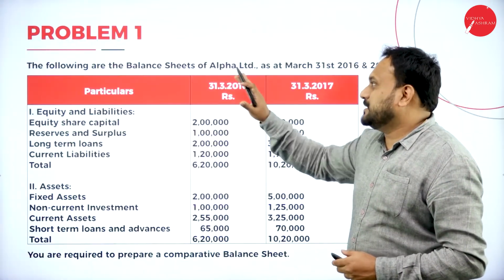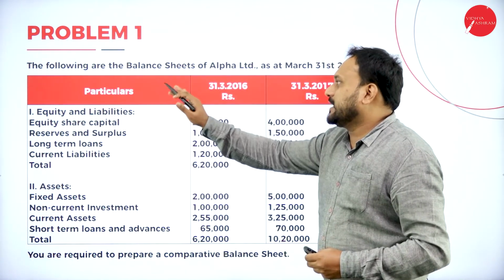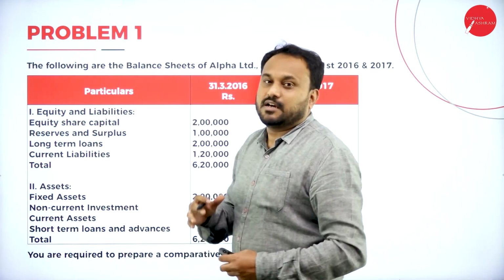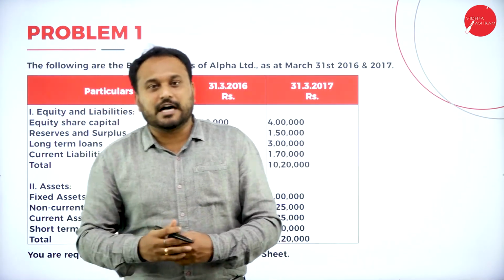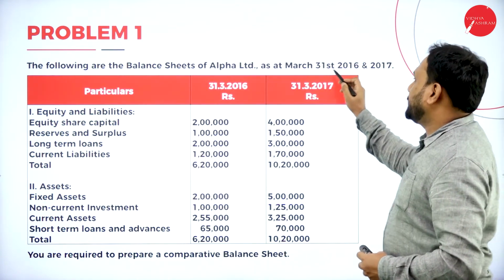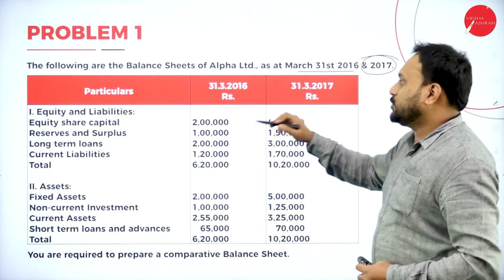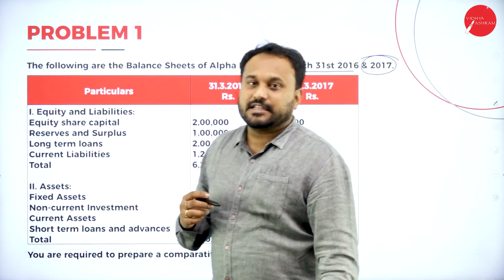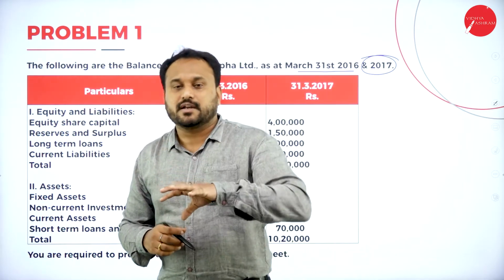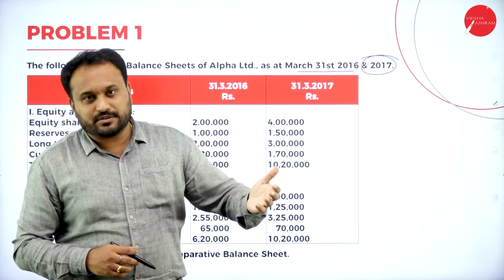In problem number 1, we have the following balance sheet of Alpha Limited. That means they have given us the balance sheet of Alpha Limited as at March 31st, 2016 and 2017. That means there are 2 years of balance sheets given. One is 16, another is 17. So which is the oldest here? 2016 is the oldest. Then we go with 2017.